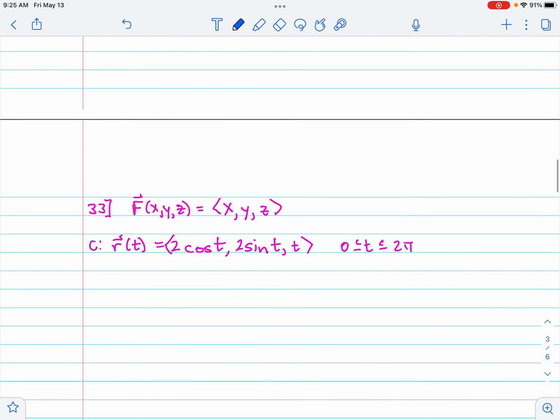Go down here to 33, and we'll look at a line integral for a vector field with 3 components. Remember, it's the same process. What I need to do is get the derivative. Here it goes. This is going to be negative 2 sine t, 2 cosine t, and 1. And now I want to dot product these two. So I've got x, y, and z, and I'm going to dot product it with this derivative.